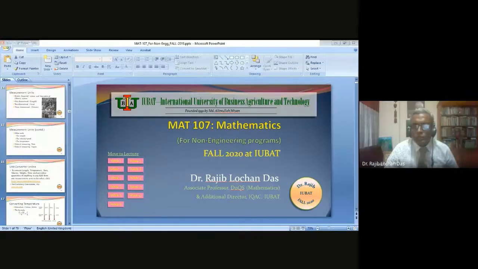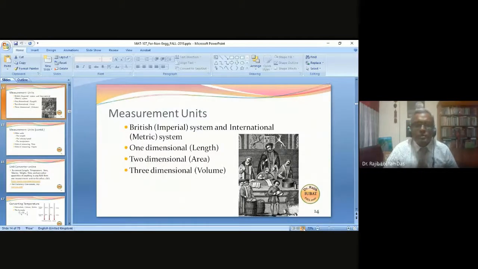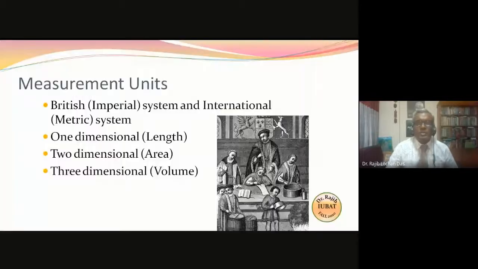Okay. So I'm going to the page. From this page, actually, I will talk. There are different systems: the British system and the international system, two different systems. The British or imperial system is also called FPS system. FPS: F means foot, then pound, then second.